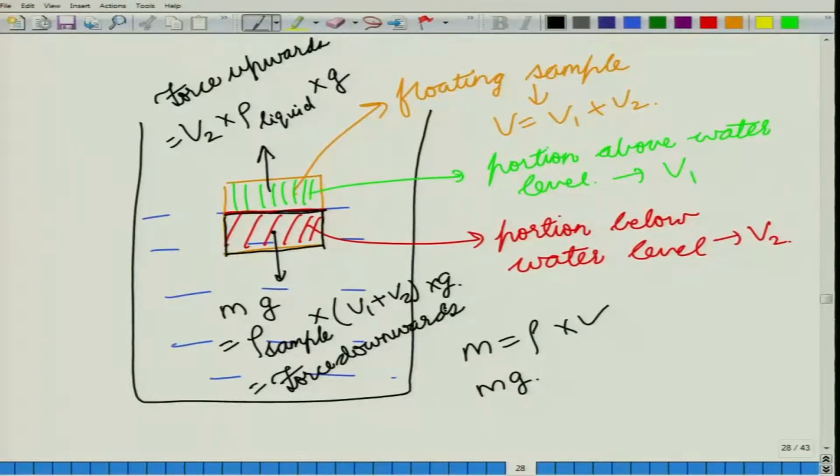Now we have considered our sample to be in an equilibrium. So this sample is floating and is in equilibrium. So when it is in equilibrium, it is neither going up nor going down. Now if you remember Newton's laws of motion, they state that a body at rest will continue to be at rest and a body in motion will continue to be in motion till any force is applied to it.